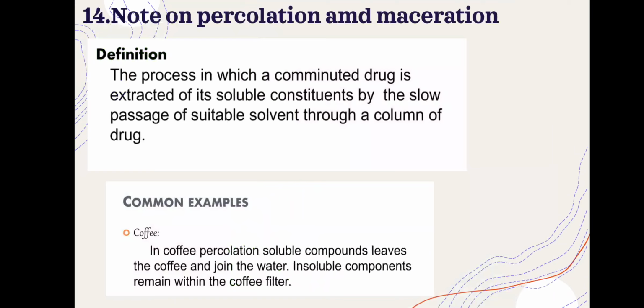Next, write a note on percolation and maceration. Percolation is the process in which a comminuted drug is extracted of its soluble constituents by the slow passage of a suitable solvent through a column of drug. Here one drug, that is a comminuted drug, gets extracted of its soluble constituents by the slow passage of a suitable solvent through a column of drug.